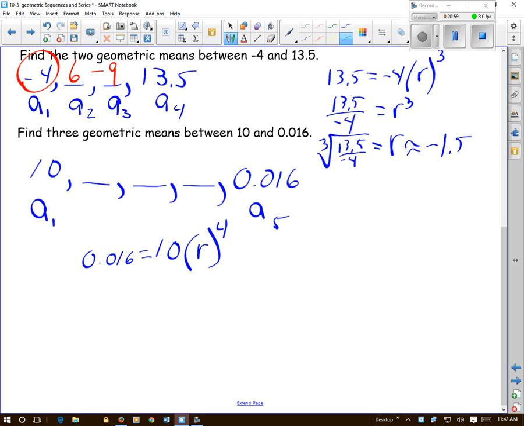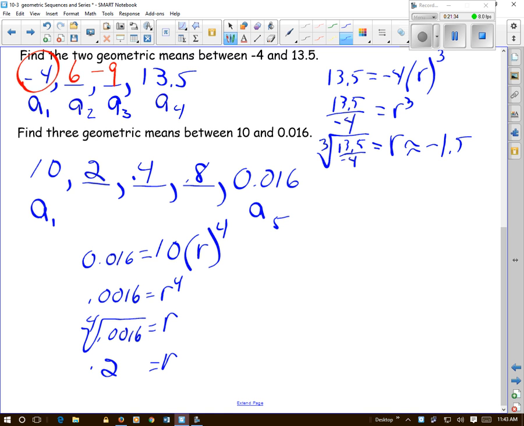And solving for r, so dividing by 10, we have 0.0016 equals r to the fourth. So r is the fourth root of 0.0016, which is 0.2. So if we take 10 times 0.2, we get 2, times 0.2 is 0.4, times 0.2, whoops, 0.08. And times 0.2 is 0.016.